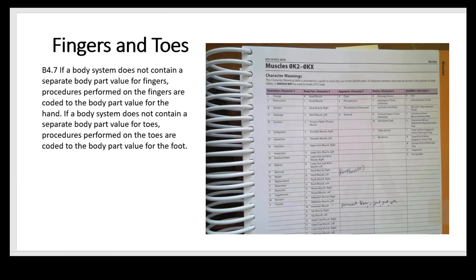If a body system does not contain a separate body part value for fingers, procedures performed on the fingers are coded to the body part value for the hand. And if the procedures are on the toes, the procedures performed on the toes are coded to the body part value for the foot. And you see here where I have written finger muscle beside the hand muscles there, right and left.